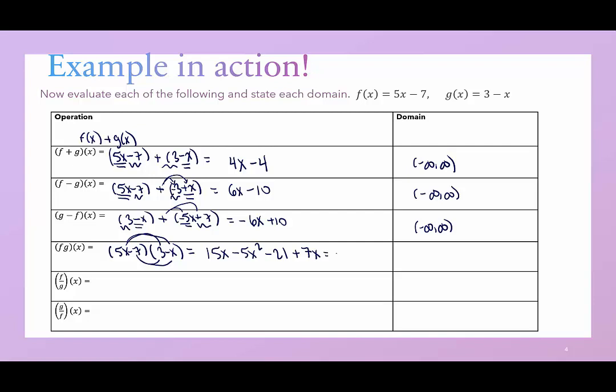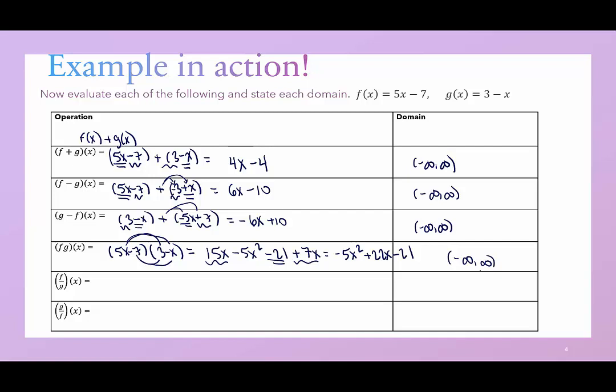Our first term, we're going to put that x squared. We have a negative 5x squared. Then I have 15x and 7x, which is 22x. And then I have this minus 21 all by itself. And there is our product function. So the product function is not linear. This is a quadratic. Largest exponent is 2. We finally have something different. However, the domain is not different. It is still all reals.